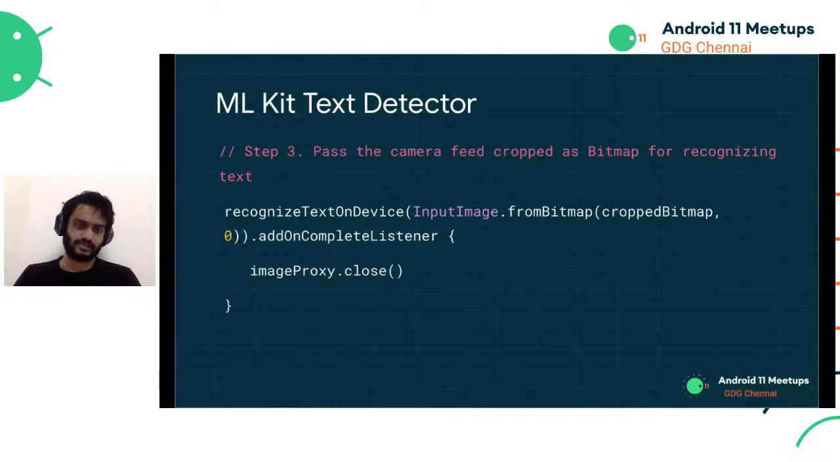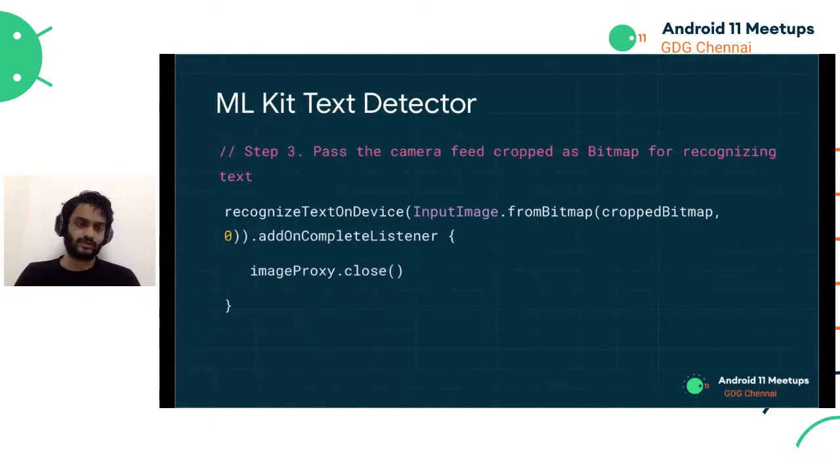Okay, and then pass the crop bitmap or the entire bitmap, whichever you want to do the text animation. And the next parameter, which is 0 over there, is our rotation type. So if your camera is tilted, you have to pass it the angle of it. In this case, the camera is not tilted, so we are going to pass just the 0. Okay, so once we do this, we will also close out the image proxy that we have created.